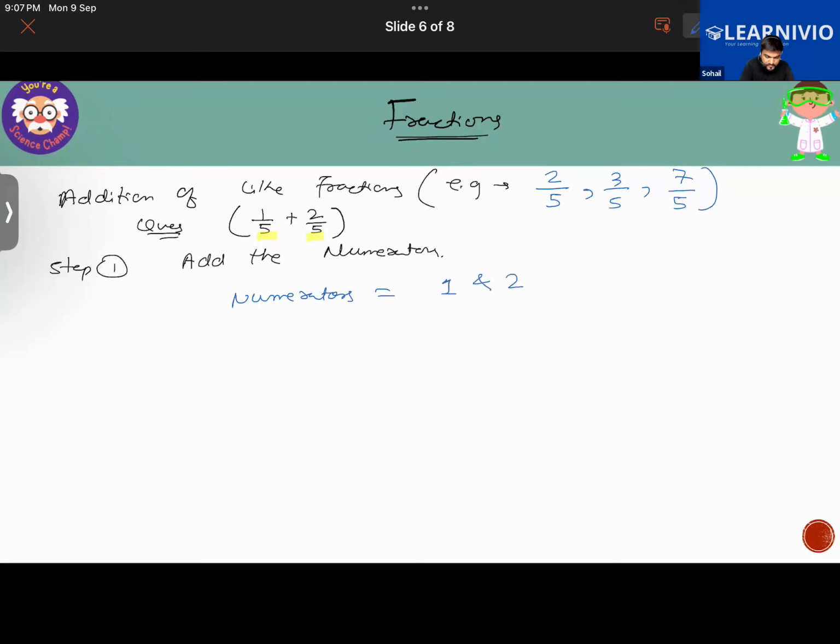1 and 2, no? 1, 2. How can it be 5? Only 1 and 2, no? 5, yes. 5 is a denominator. So just add this. So it will be 1 plus 2 equals 3.